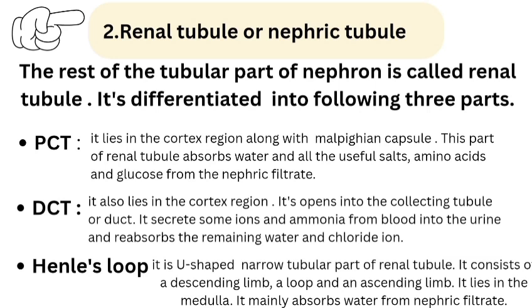DCT, that is, distal convoluted tubule. It also lies in the cortex region. It opens into the collecting tubule or duct. It secretes some ions and ammonia from blood into the urine and reabsorbs the remaining water and chloride ions. Loop of Henle. It is a U-shaped narrow tubular part of the renal tubule. It consists of a descending limb and an ascending limb. It lies in the medulla. It mainly absorbs water from the nephric filtrate.